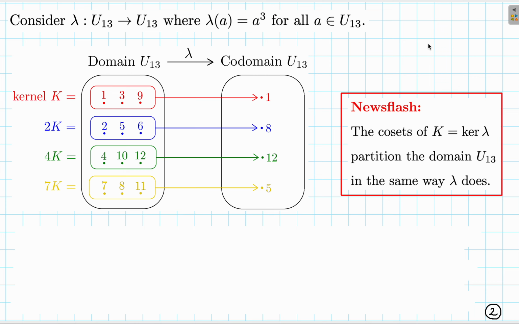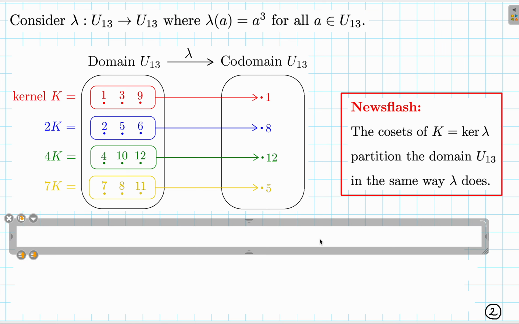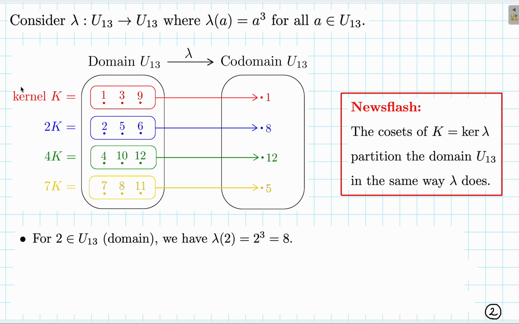Let's make this news flash a little more precise. So what exactly do we mean when we say that the cosets of the kernel K partition the domain in the same way that lambda does? So we turn to an example. We see that for element 2 in the domain, we have lambda of 2 equals 2 cubed, and that's equal to 8. So lambda maps 2 to 8.